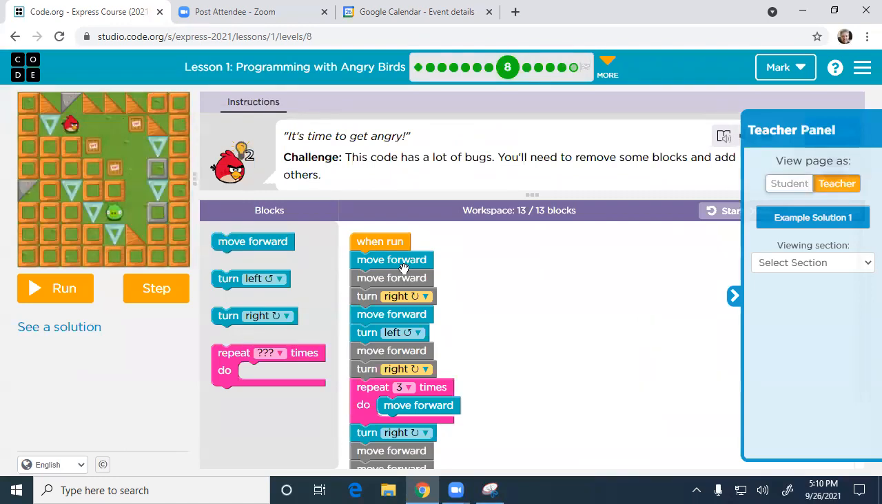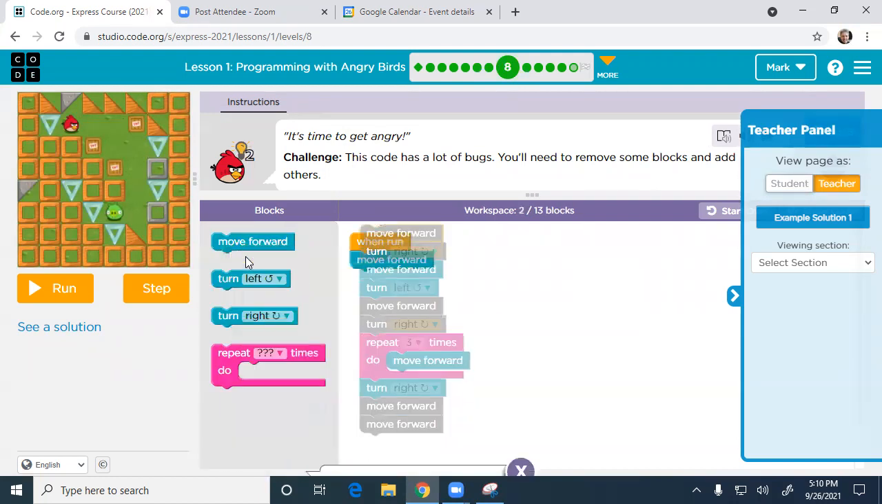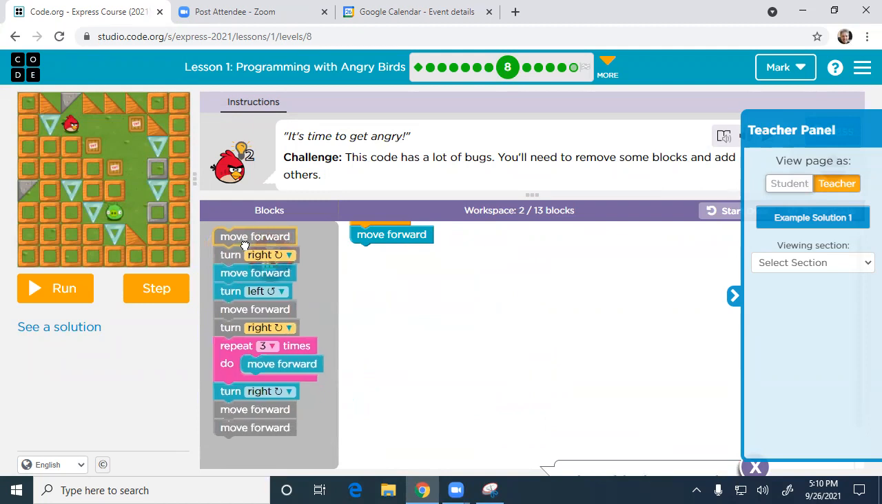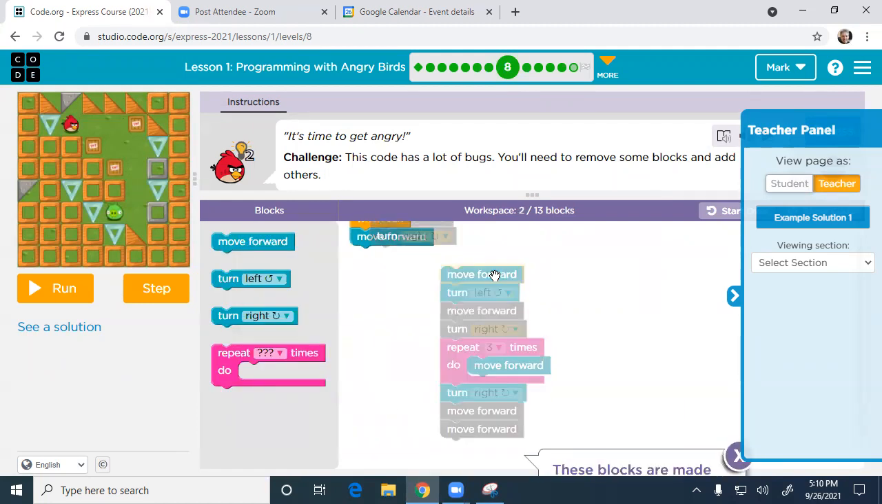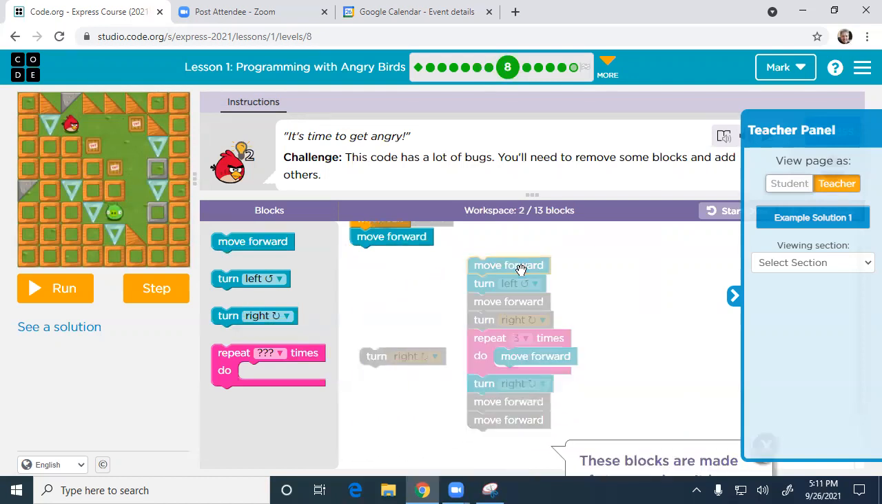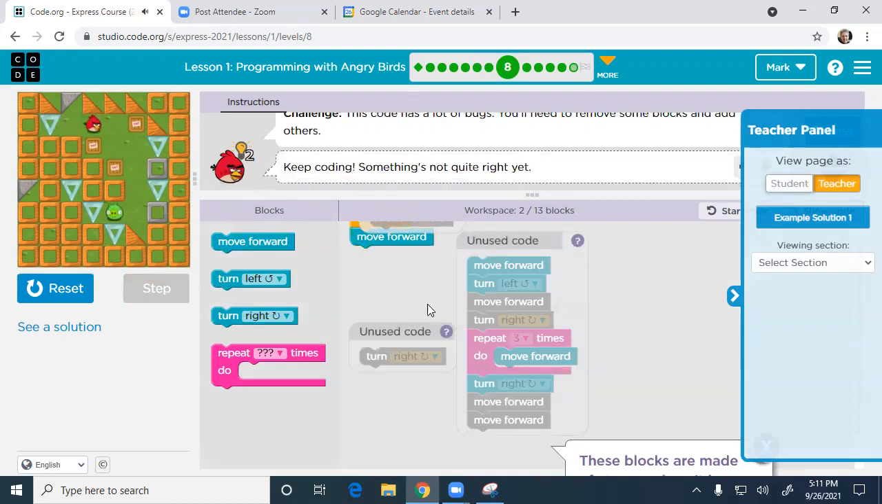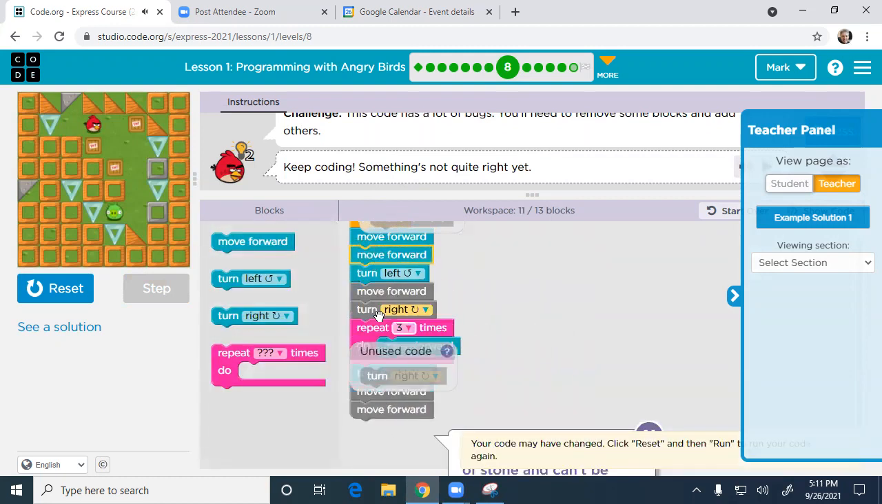So let's break the puzzle. This one's got lots of bugs. Let's break it like that. Can I throw that in the rubbish? It won't let me. Take it apart one bit at a time. Anyways, if I try and run it now, it'll only move forward once. That's all it does, because that's the only thing that's part of the code. Something's not quite right. Now I could put that back and it might work, but it looks like it won't.